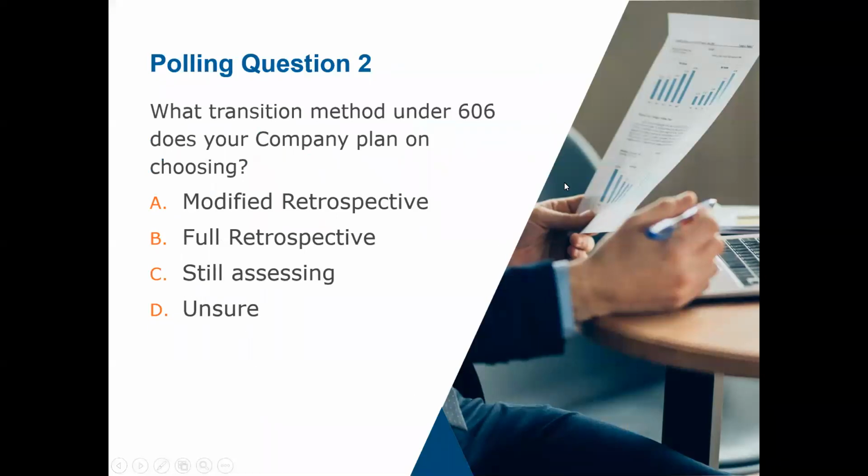All right, we have a second polling question. So after Mark has explained some of the different transition methods, what transition method under 606 does your company plan on choosing? Modified, full, still assessing, or unsure?